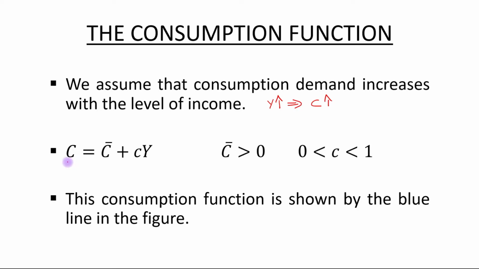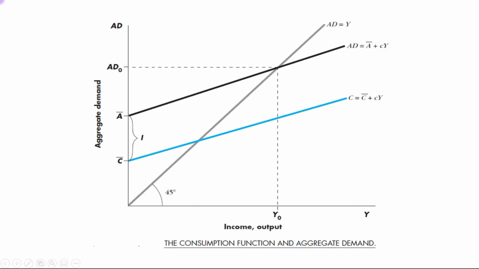The consumption function is written as C equals C bar plus cY. This consumption function is shown by the blue line in the figure. You can see this consumption function shown by this blue line.